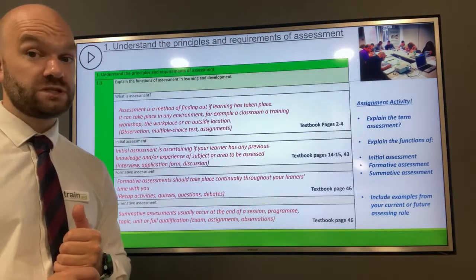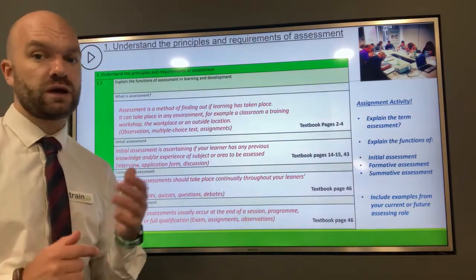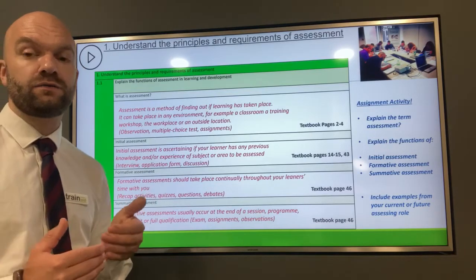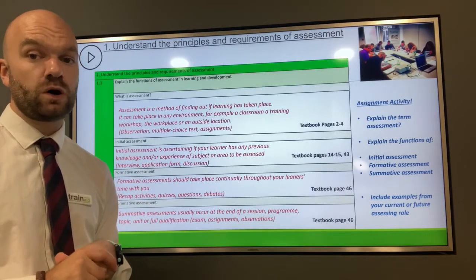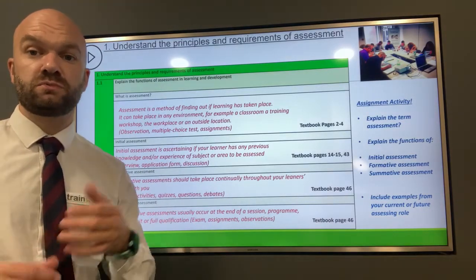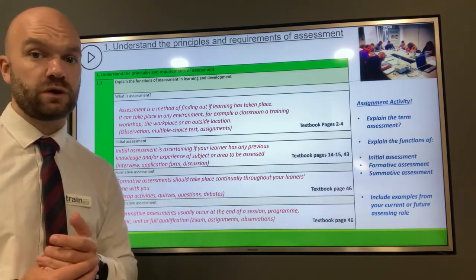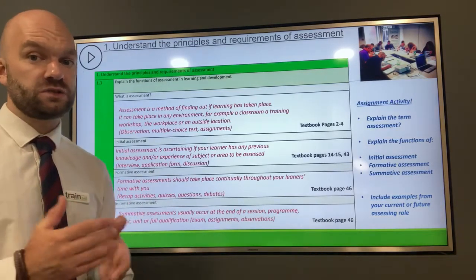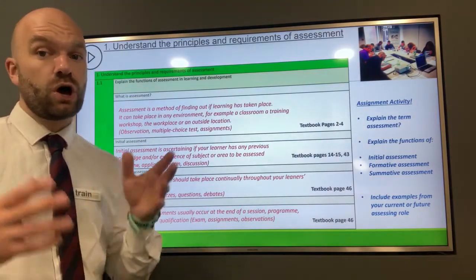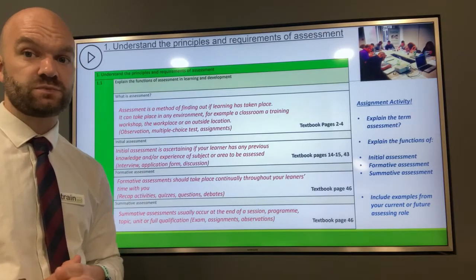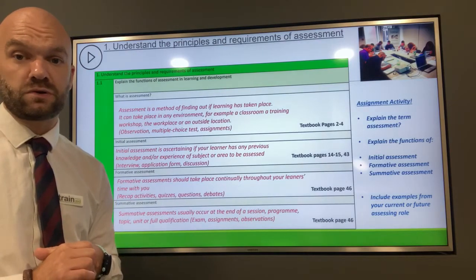We have formative assessment next. Formative assessments should take place continuously throughout the course or qualification. So finding out if learners are on track, perhaps they are understanding more about their skill set or role. And it's very important to make sure that learners are very much guided throughout the course or qualification, throughout the assessment process, to make sure that they are understanding the key skills. Recap activities, quizzes, questions and debates are often quite common formative assessments there, but very important to do so learners are feeling comfortable within the process.